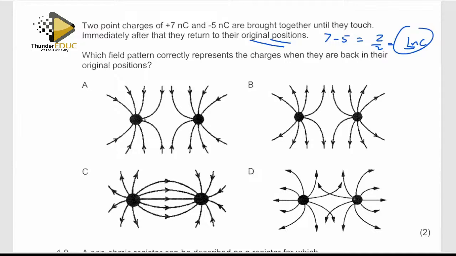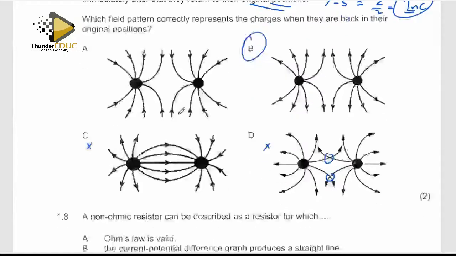Now, since these nanocoulomb are positive, the charge is positive, we expect a repulsion. So option C is out, option D is also out because the field lines are crossing each other, which they shouldn't. Option A and B, since they are positive, the field lines should be moving outwards and not getting into the sphere. So option B becomes the best option there.